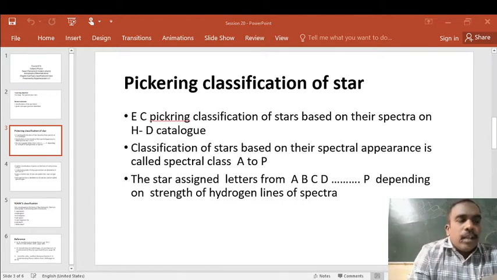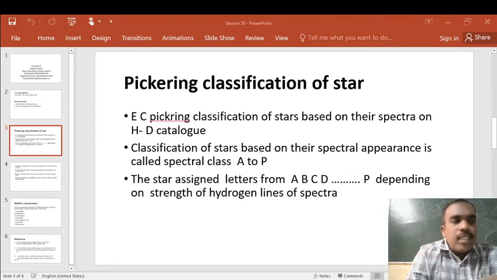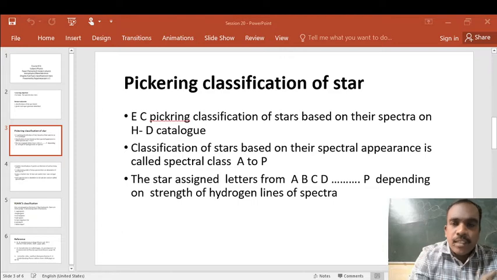So, classification of the stars on the basis of H.D. Catalogue. E.C. Pickering's classification of stars, or the Harvard classification. According to E.C. Pickering, the classification of the stars is based on the spectra. What is the spectra? Spectra is the stellar spectra. Stars can be identified by using spectra.